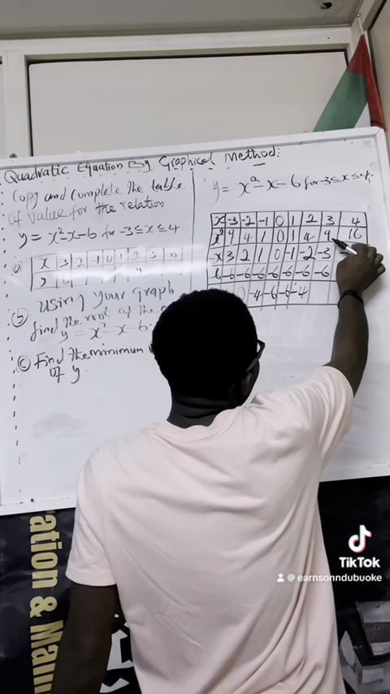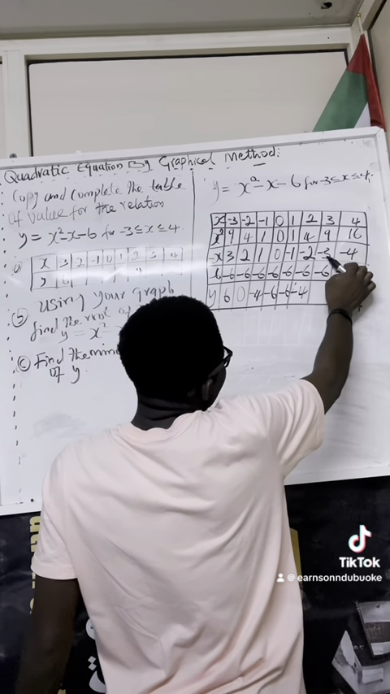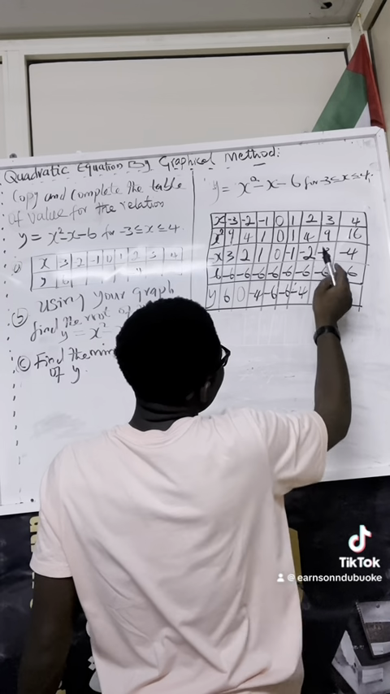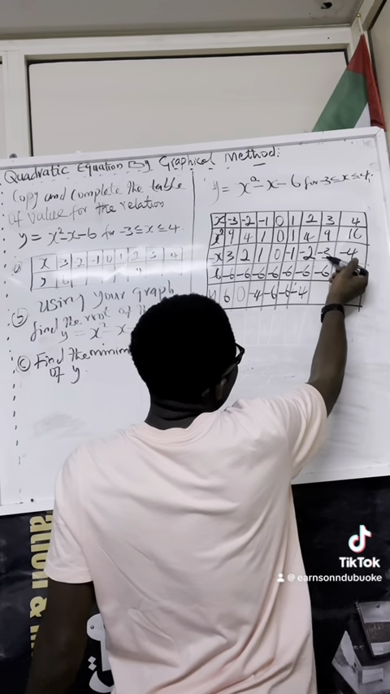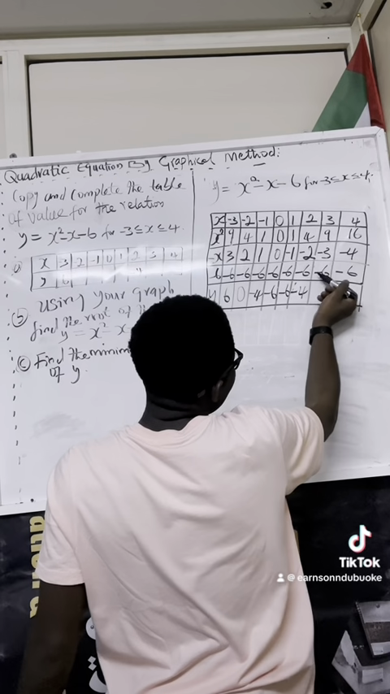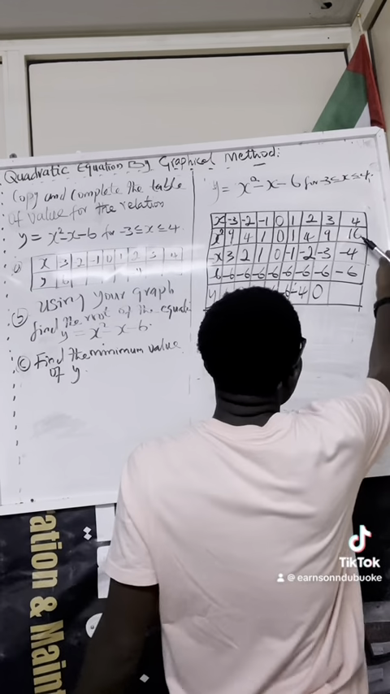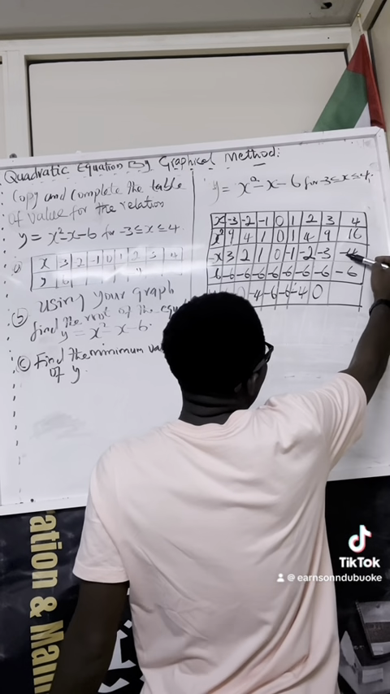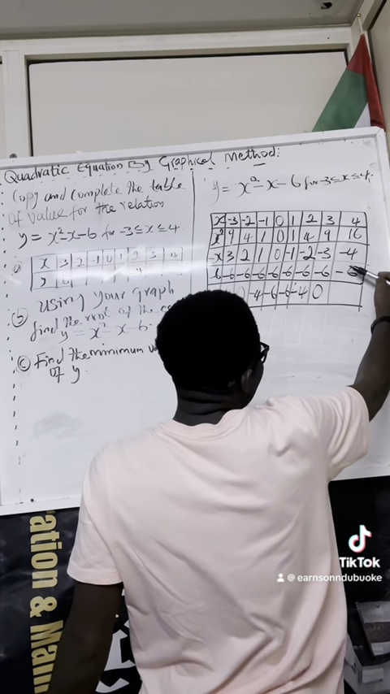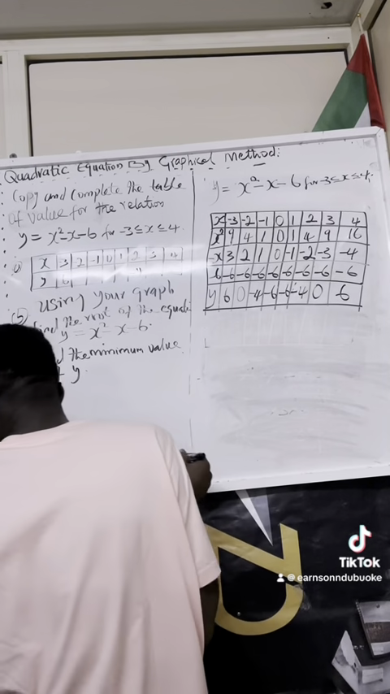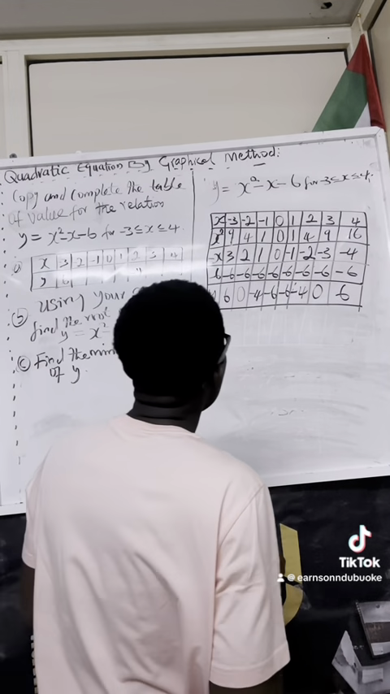Here, 9 minus 3 gives me 6, and 6 minus 6 gives me 0. And lastly, here is 16. 16 minus 4 gives me 12, and 12 minus 6 gives me 6. So these are the values of y.